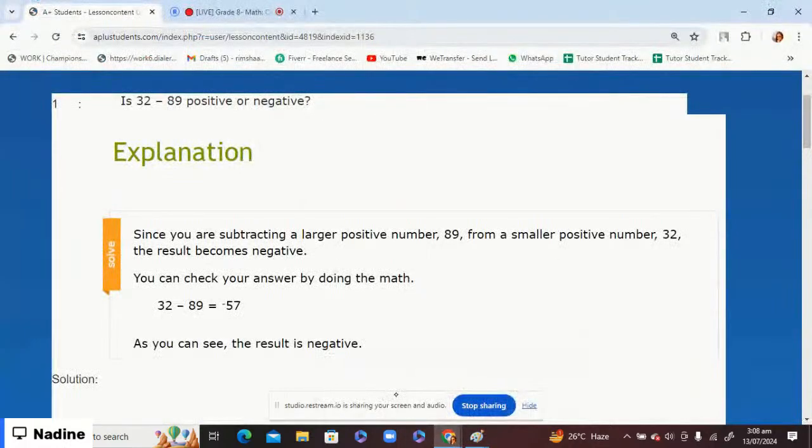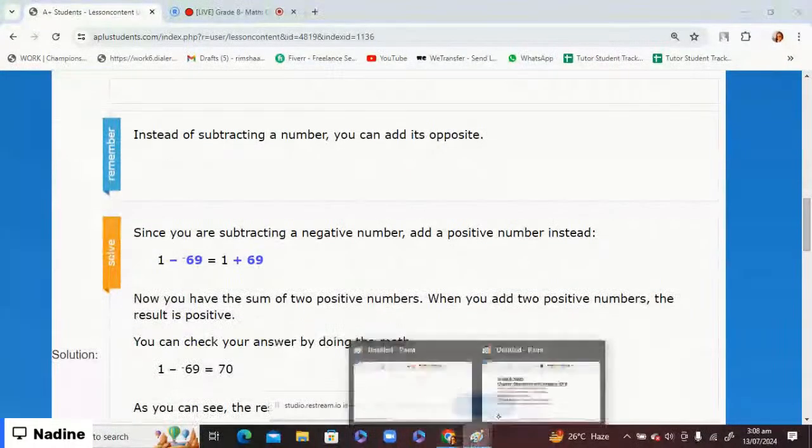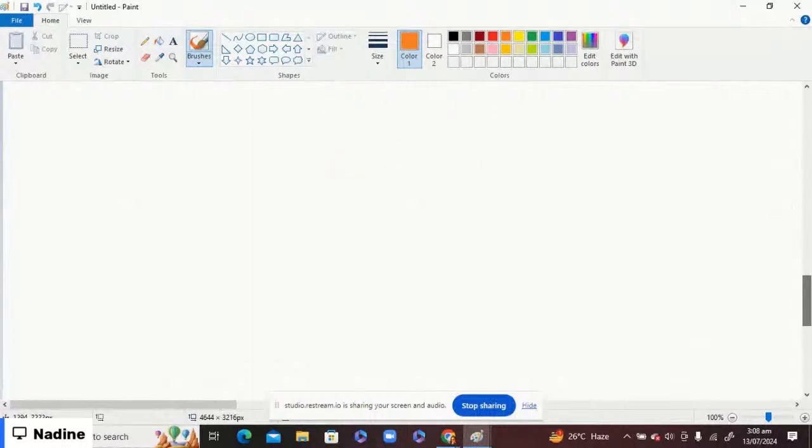Now let's do another kind. Here is 1 minus into minus 30. If you have a question like this, what does it mean? It means that minus minus becomes plus, and 30 stays the same. So 1 plus 30 is 31.